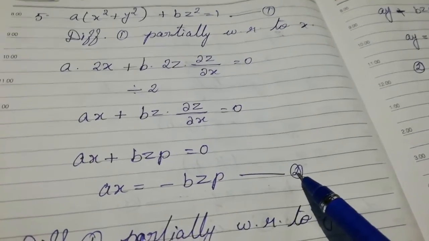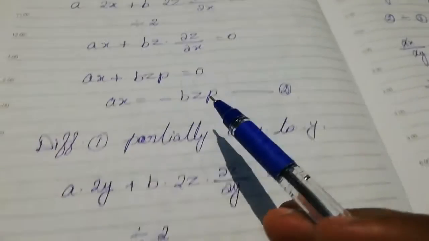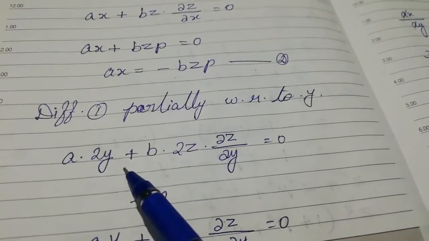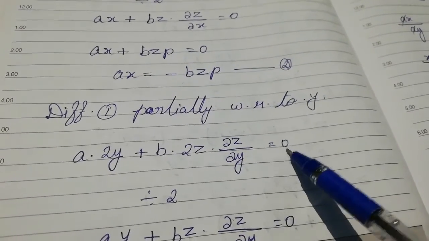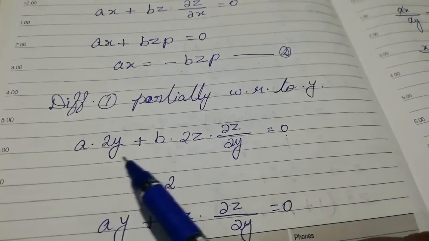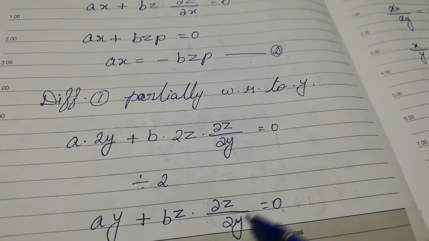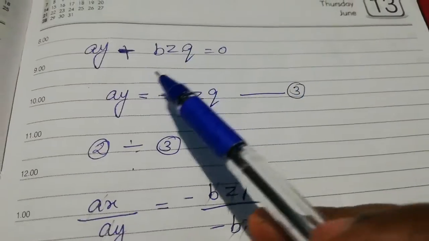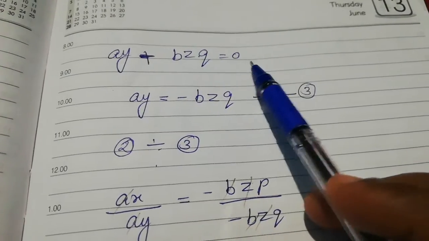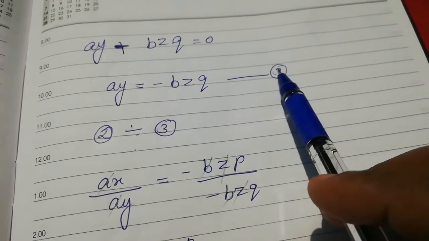Take this as equation 2. Then again differentiate the first equation partially with respect to y. What do we get? a into 2y plus b into 2z into ∂z/∂y is equal to 0. So dividing by 2 we get ay plus bz into ∂z/∂y is equal to 0. What is ∂z/∂y? That is q. Therefore ay plus bzq is equal to 0. So ay is equal to minus bzq. Take this as equation 3.